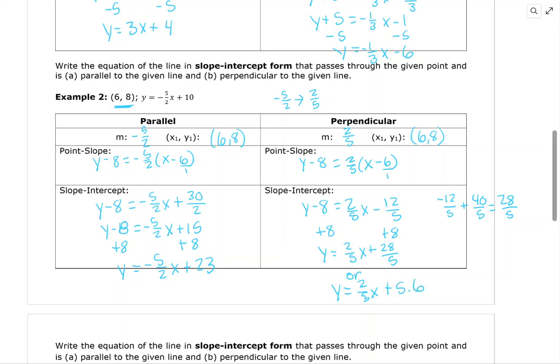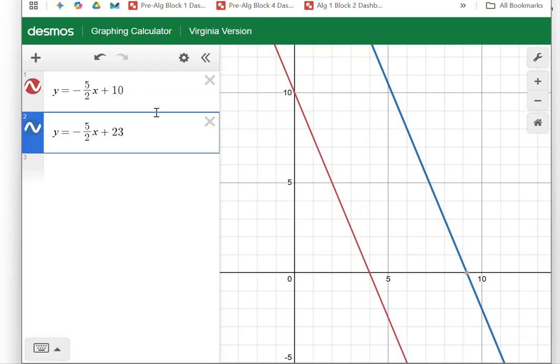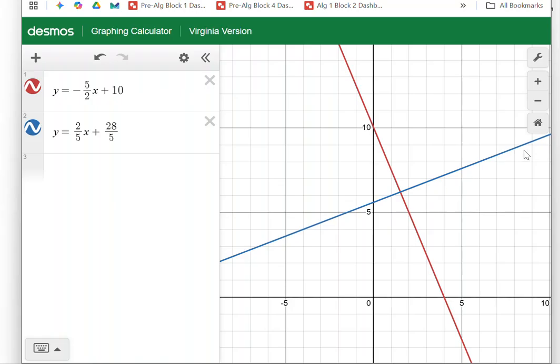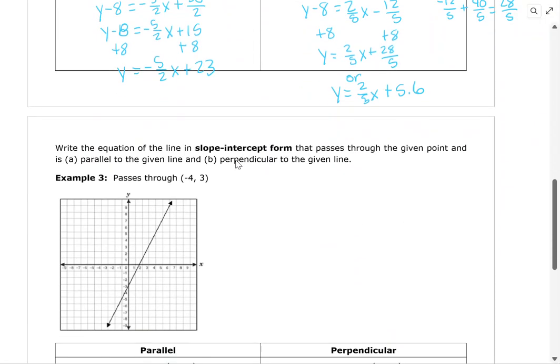Okay, so let's check this in our Desmos calculator. When we're looking at this, that red line there was our original line. We want it to be perpendicular, so making a right angle. And we wanted it to go through the point 6, 8. So you can see right here is 6, 8, and it's making that right angle through our original function. So we did good. Okay, we're going to look at the back here.